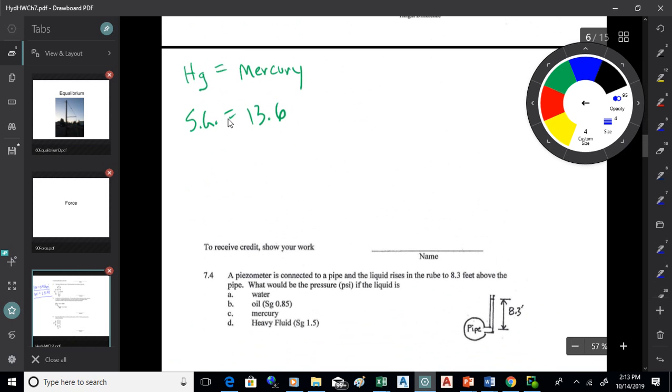You've got a piezometer, which is just a tube attached to the pipe, 8.3 feet of fluid in the piezometer, I should say. And then we've got those 4 fluids with their different specific gravities. Mercury is often specified with the abbreviation Hg. That's the chemical symbol for mercury. I think it comes from the Latin name. Its specific gravity is 13.6. Okay.